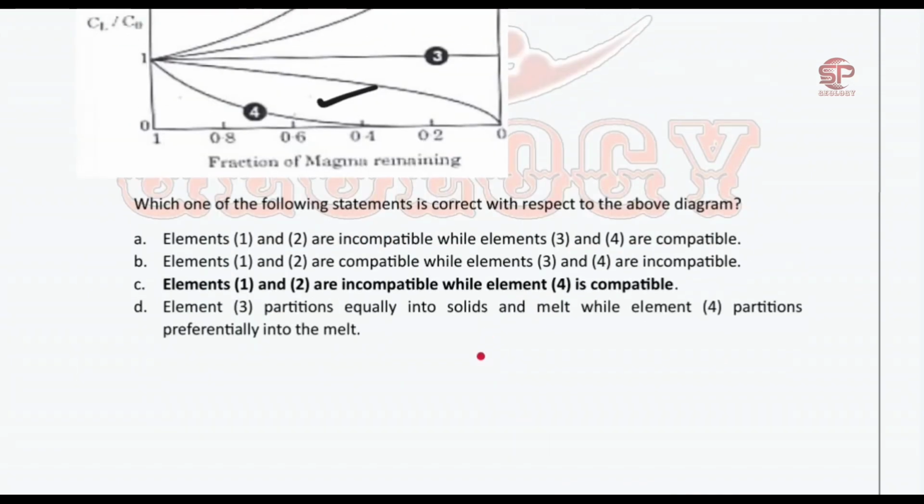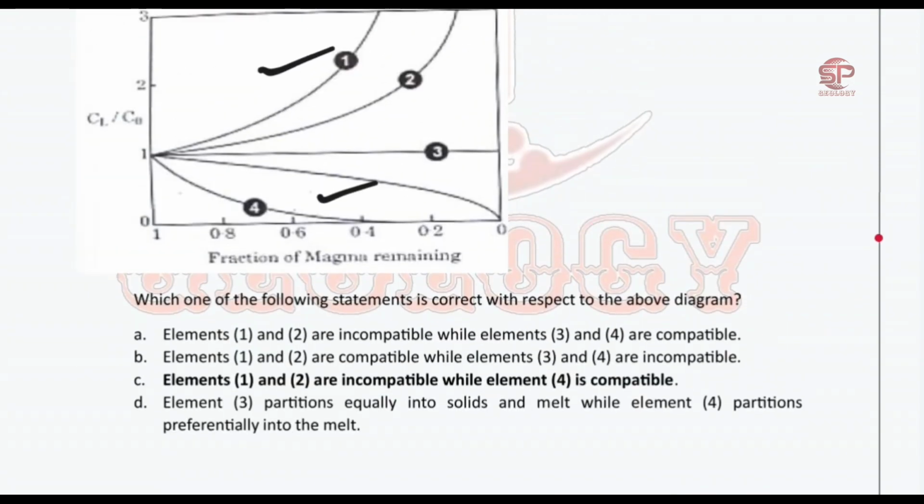So according to this, element 1 and 2 are incompatible. This is correct, but element 3 is not. 3 and 4 are compatible. 3 is not compatible, it is in between. You can say it is a transition.